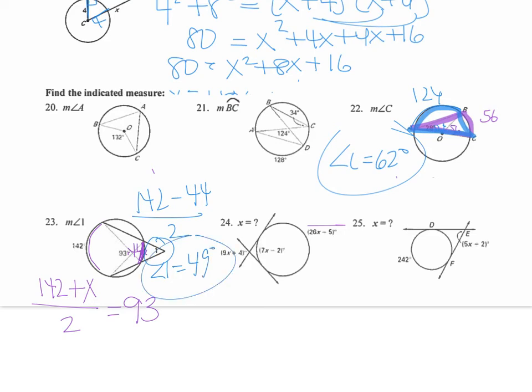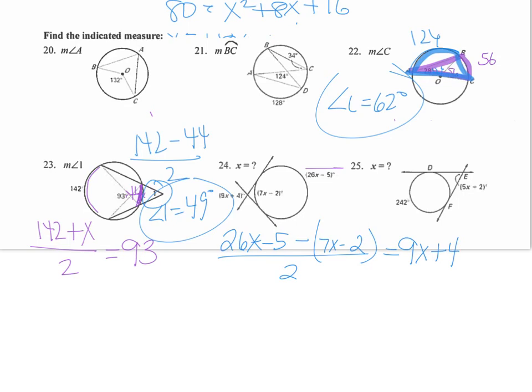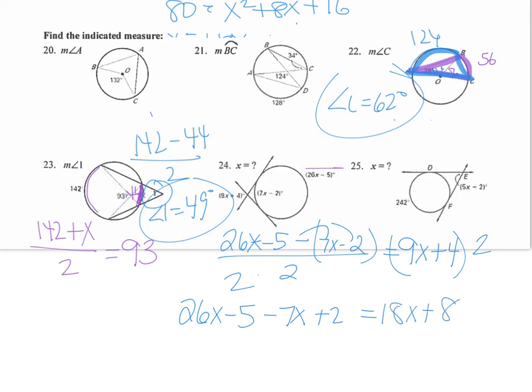Number 24 is exactly like number 1 on your warm-up. Outside arc minus little arc, it has 2 pieces, put it in parentheses. All over 2 equals outside angle. Multiply both sides by 2. Distribute the top. 26x minus 5 minus 7x plus 2 equals 18x plus 8.